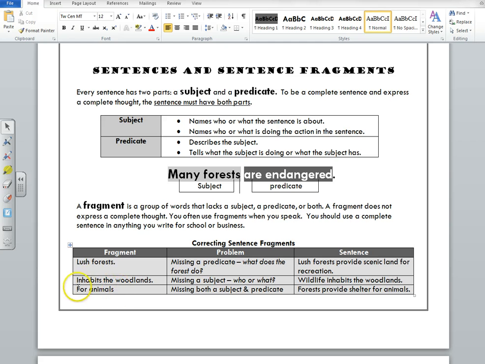Our last fragment is a prepositional phrase, for animals. It's missing both a subject and a predicate. Forests provide shelter for animals. We have to give both the forest and the verb here, subject and verb. Forests provide shelter for animals.